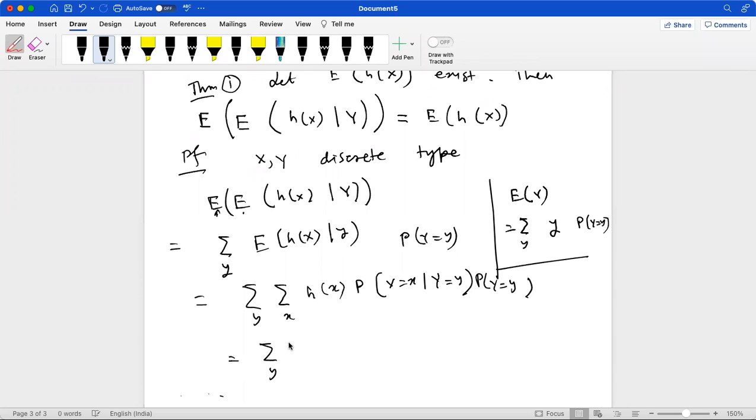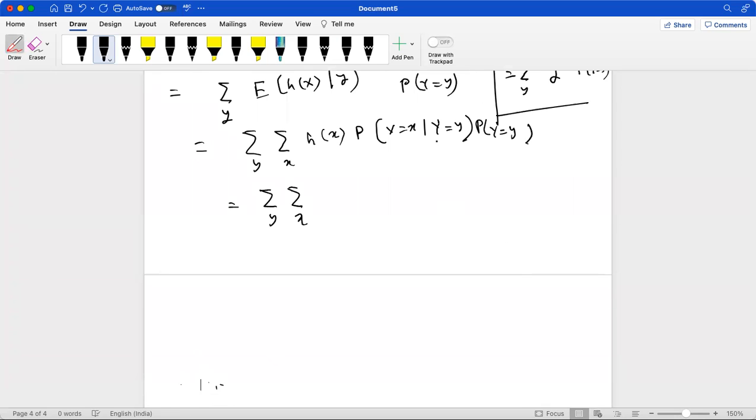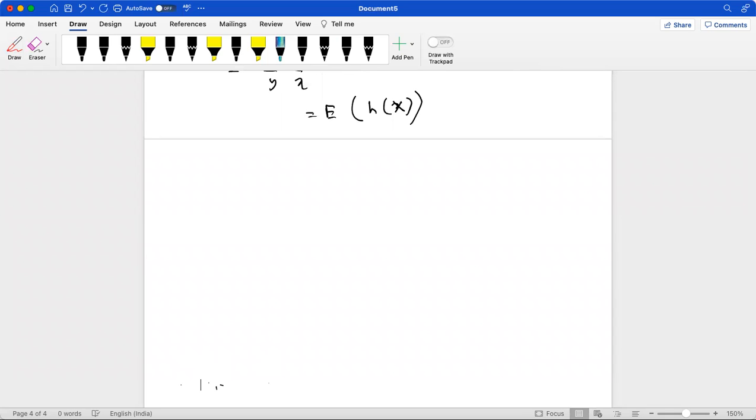Now it is almost done, because what is this? This is nothing but the probability of X equal to x given Y equal to y, into probability of Y equal to y. We know the conditional is the joint divided by the marginal, so this conditional into marginal is the joint. So this is just h(x) into the probability of X equal to x, which is precisely the definition of expectation of h(X). A similar proof works for the continuous case. We just replace all these summations by integration, improper integral.